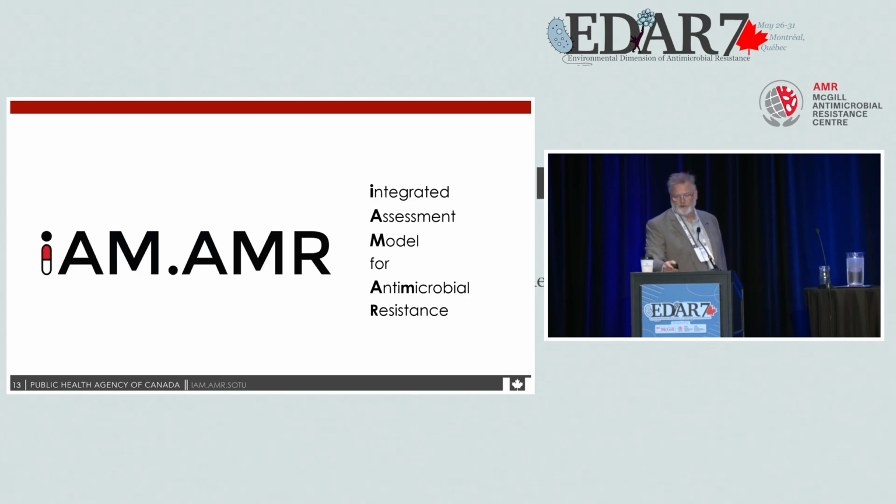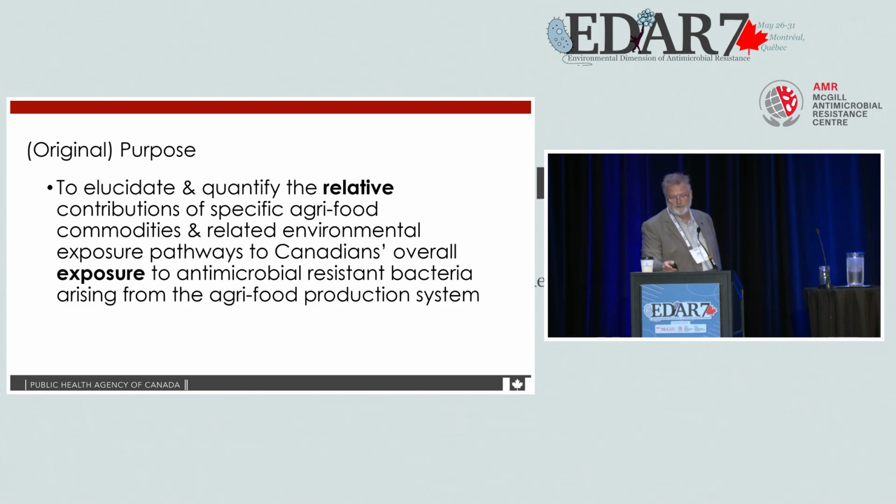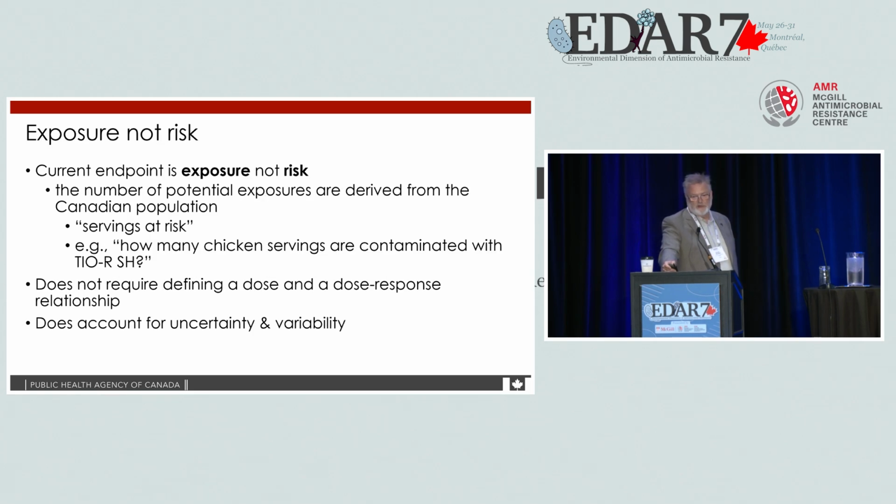So this was what eventually came to be known as the integrated assessment model for antimicrobial resistance surveillance. Its purpose was to elucidate and quantify the relative contributions of specific agri-food commodities and related exposure pathways to Canadians' overall exposure to AMR from the agri-food production system. As I said at the outset, we focused our model development particularly just on the food chain. The initial endpoint, anyway, was exposure.